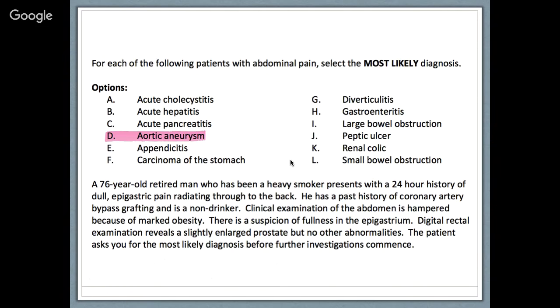The other thing is, if he's got marked obesity, there is almost no chance you're going to feel a AAA. It's hard enough to feel in somebody who's thin, but with marked obesity, I'm really not sure how you'd feel a AAA. So this question, I'm not sure of the answer. I think a lot of students have said aortic aneurysm, given the mention of fullness in the epigastrium, given the bypass grafting and given that he's a non-drinker, but I can't tell you the objective answer to this one.